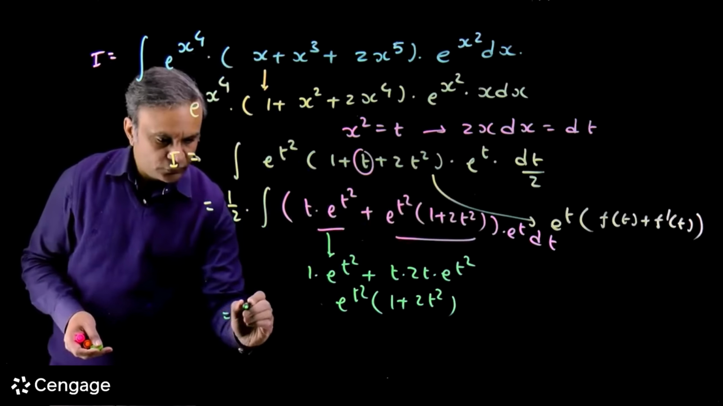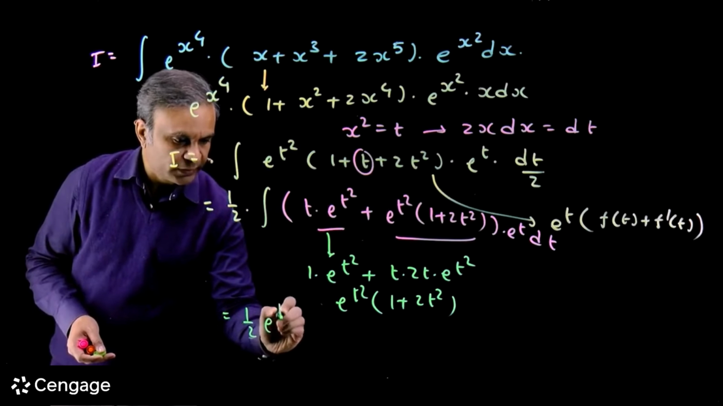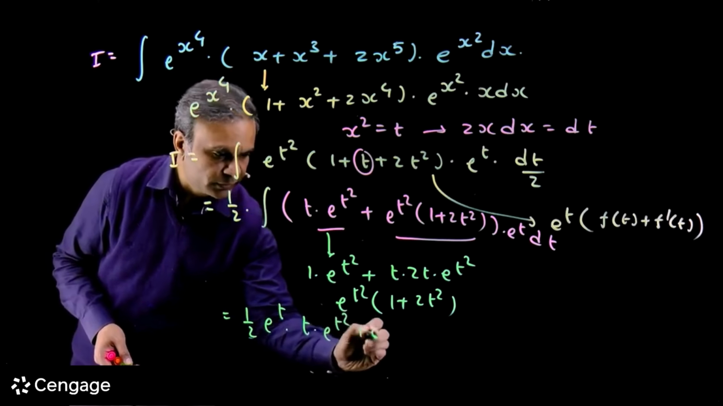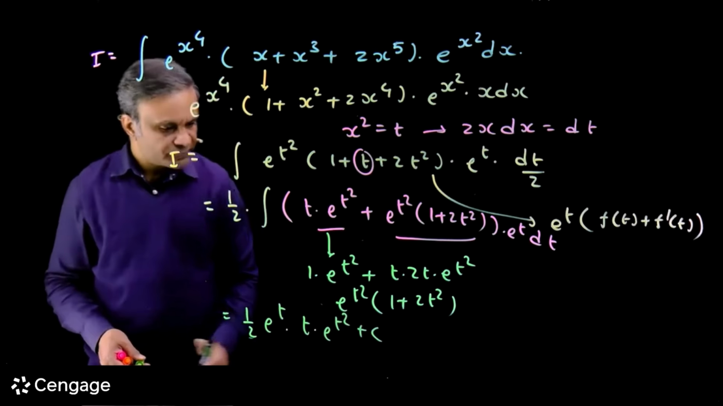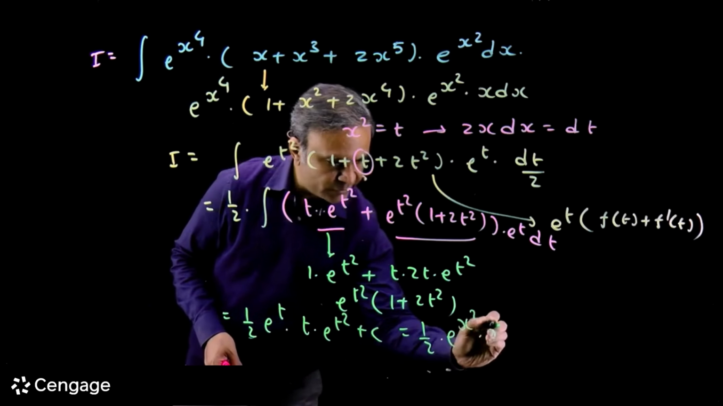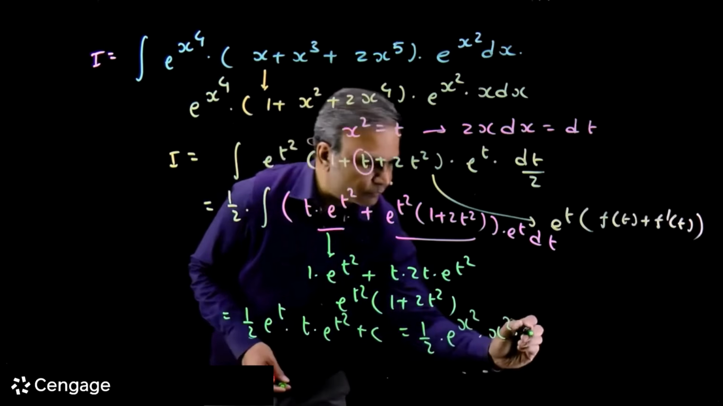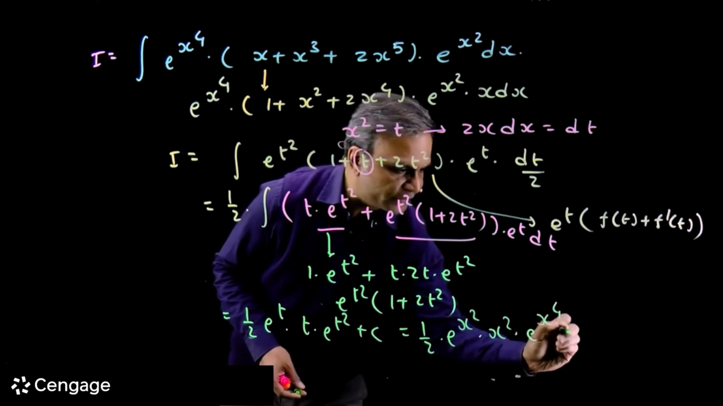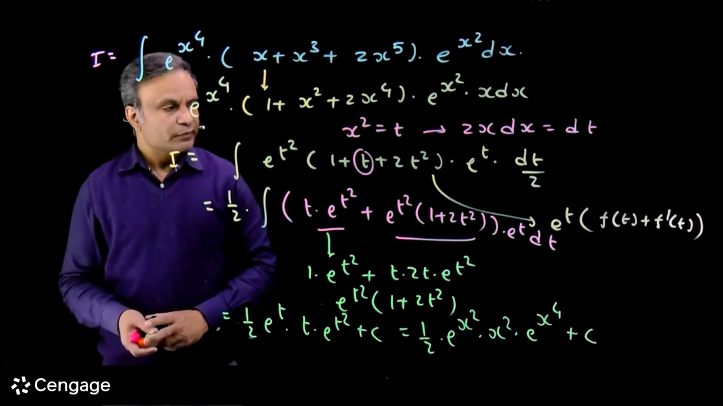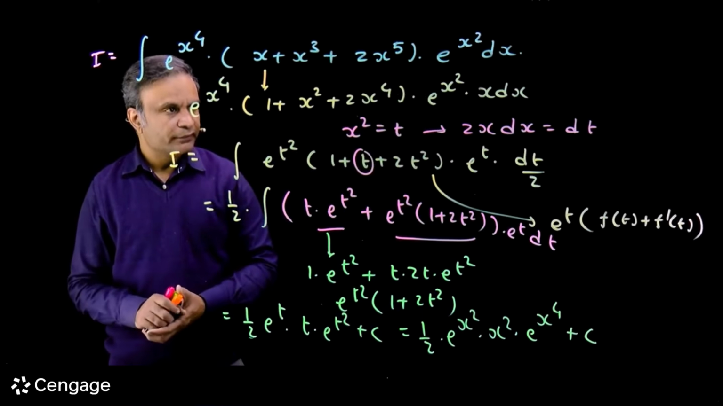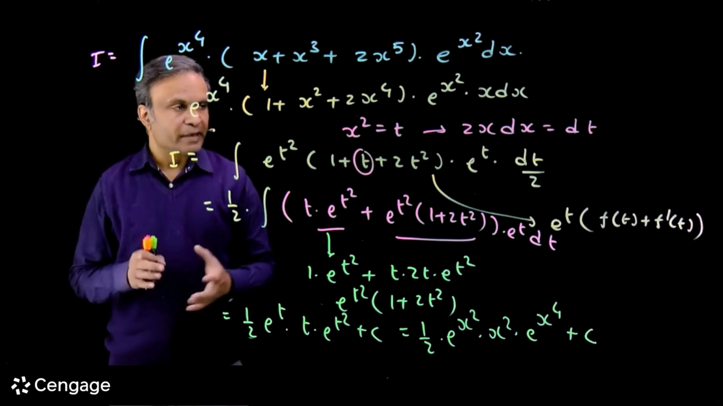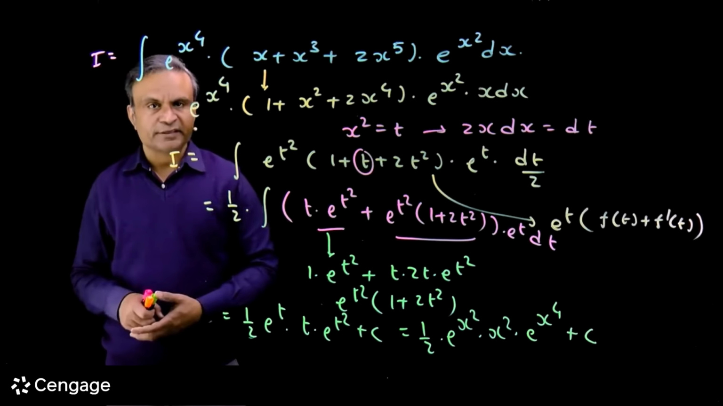So this is equal to 1 upon 2 multiplied by e power t multiplied by t multiplied by e power t square. Put t is equal to x square, we get 1 upon 2 multiplied by e power x square multiplied by x square multiplied by e power x power 4 plus constant c. So this is very nice question. Here we have least integration and maximum differentiation. ठीक है ना?